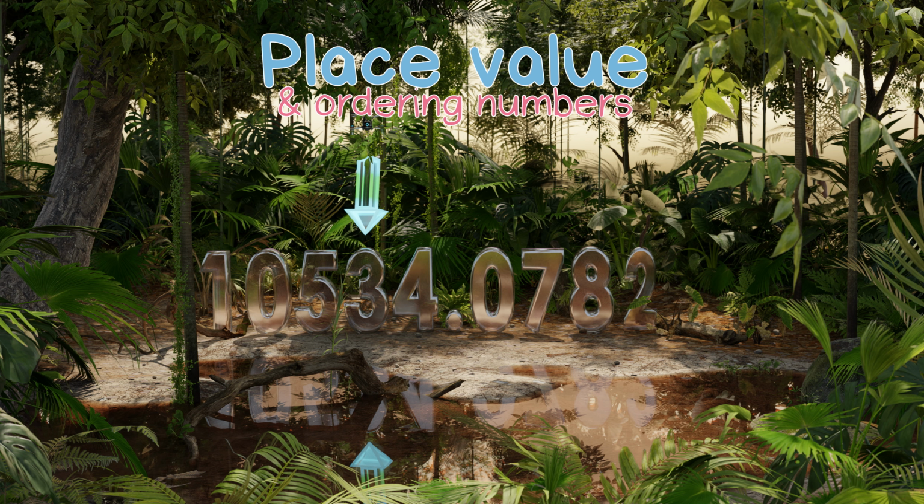So, what does our number 3 represent? Well, 3 is in the tens position, and 3 multiplied by 10 is 30. So, in this number, 3 represents 30.